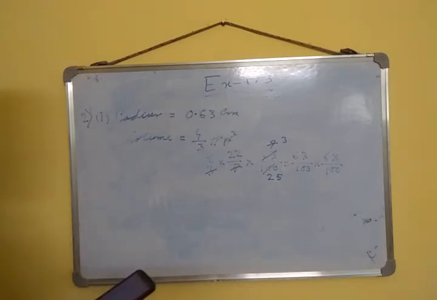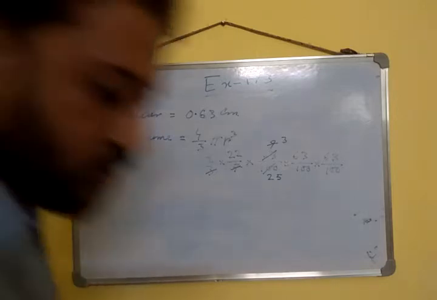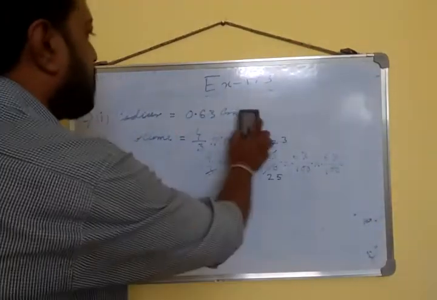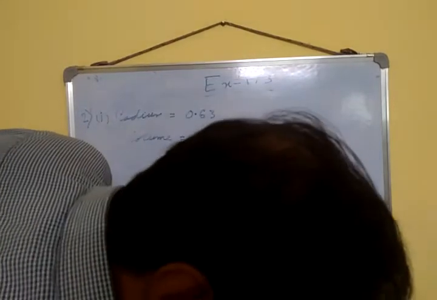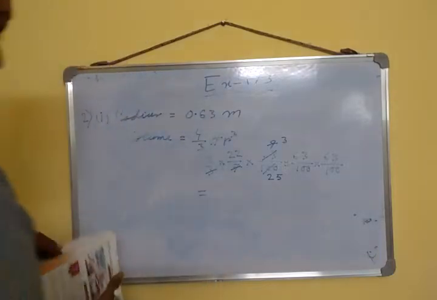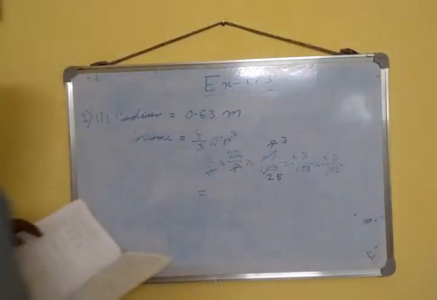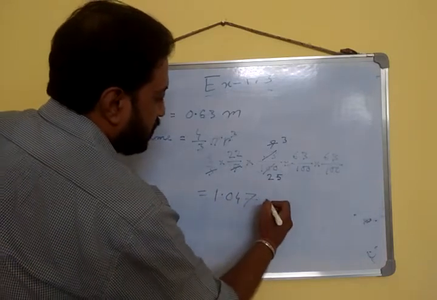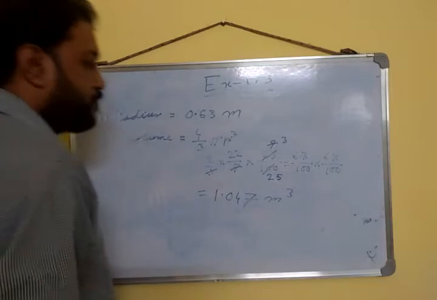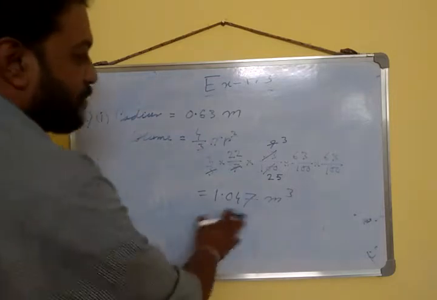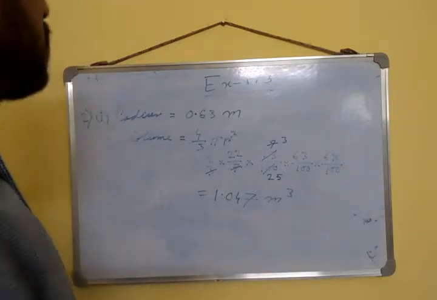Which is it given in, meter or centimeter? It is given in meter. Sorry, the unit will be meter. So after calculation, it will be 1.047 meter cube. Or you can take it as approx, but I am not putting that one. It's your choice.